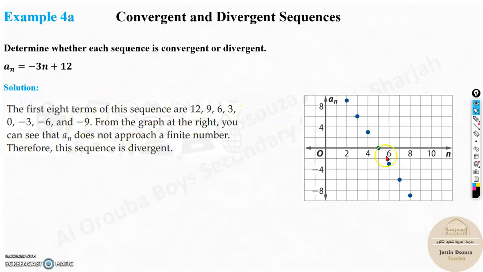And now let us see the graph. Over here, the graph is something like this. So over here, 12, 9, 6, 3, 0. Now, is it coming towards a single digit? No, it does not approach any finite number. You can't say, okay, this is going towards a proper limit, say it is minus 8. No, it just keeps on going. So this is a divergent sequence.